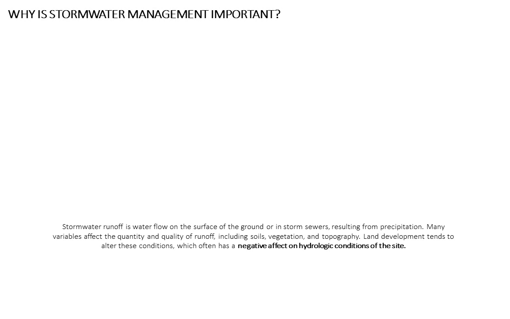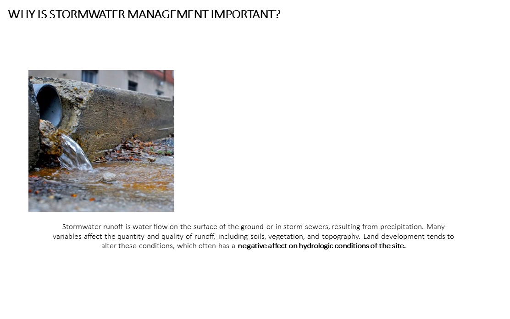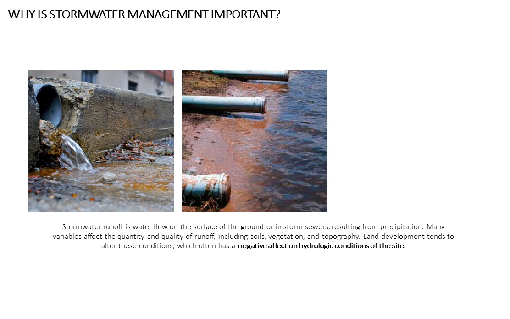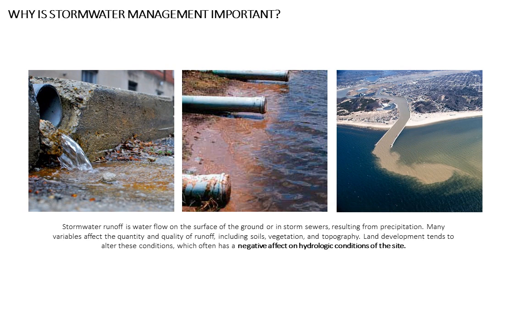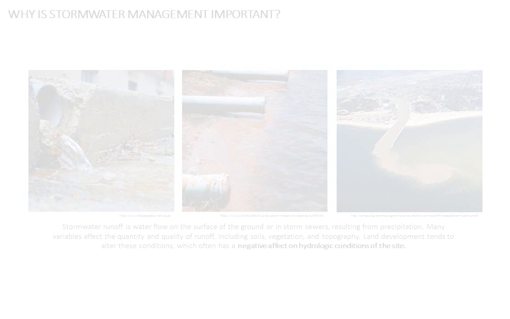Stormwater runoff is water flow on the surface of the ground or in storm sewers, resulting from precipitation. Many variables affect the quantity and quality of runoff, including soils, vegetation, and topography. Land development tends to alter these conditions, which often has a negative effect on the hydrologic conditions of the site. The Stormwater Management Rules focus on the change of a site's hydrology as a result of development and redevelopment.